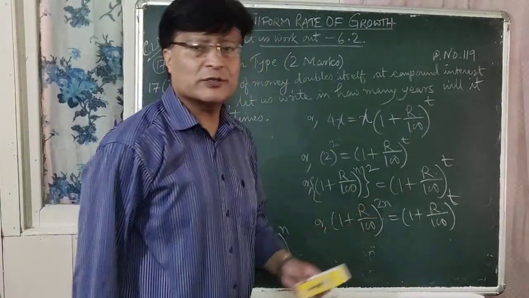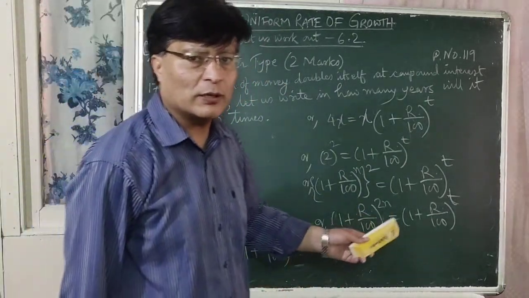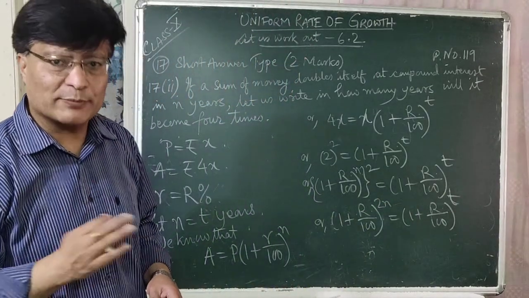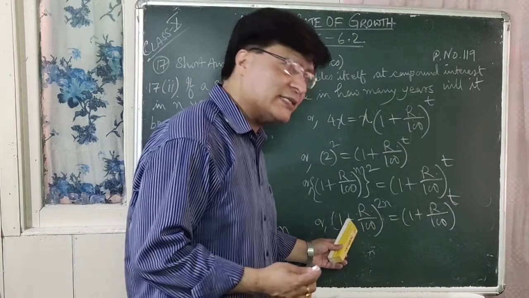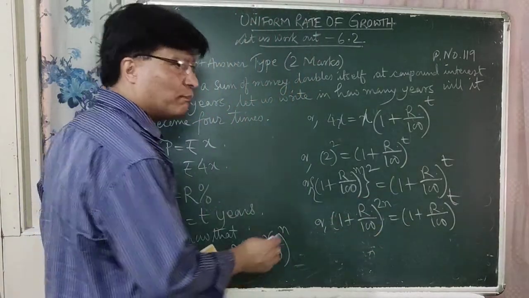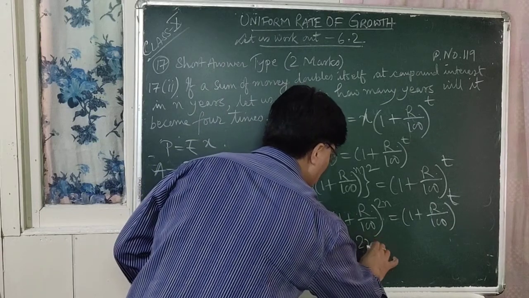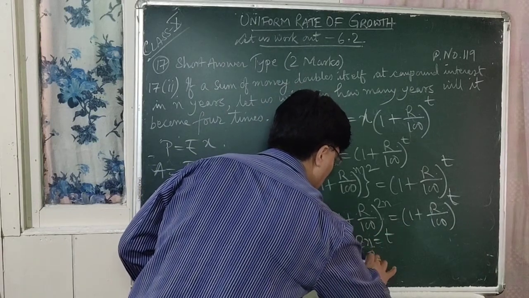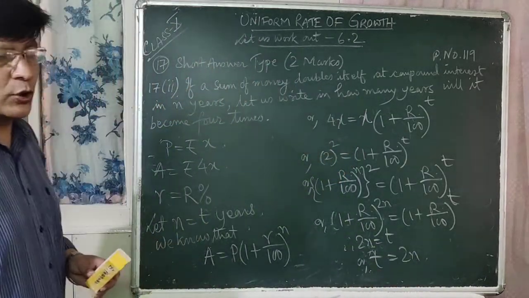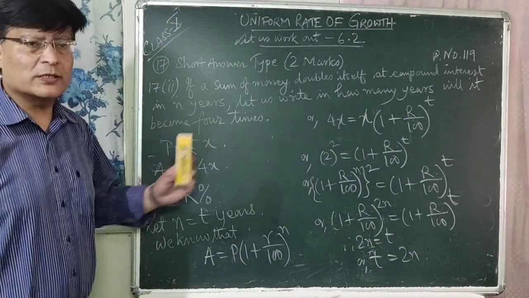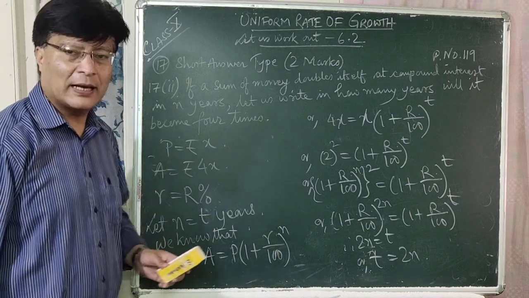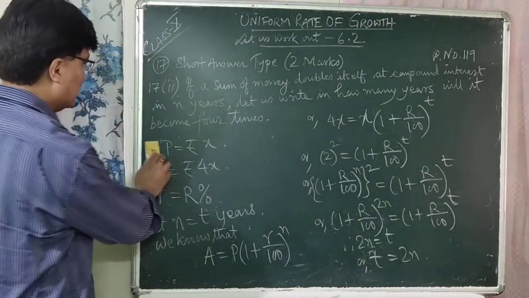So you know from laws of indices, if the bases are equal, powers must be equal, or if powers are equal, bases must be equal. So in this case, the bases are equal, so you can equate the powers. That means t is equal to 2n. So in how many years will the sum of money become 4 times? After 2n years. So write down the answer.